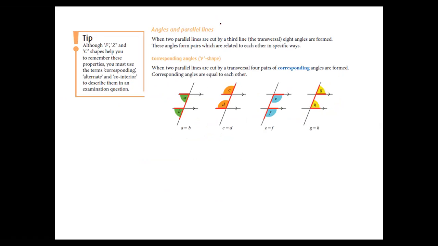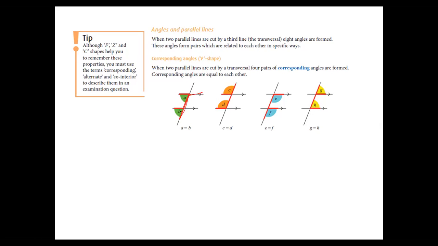When two parallel lines are cut by a third line, the transversal, 8 angles are formed. These angles form pairs which are related to each other in specific ways. So the types of angles will start in this unit. Types of angles. And the first type of angles is corresponding angles, or the letter F.